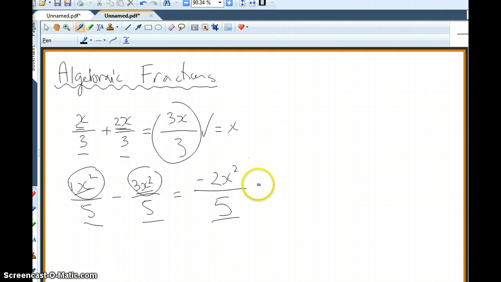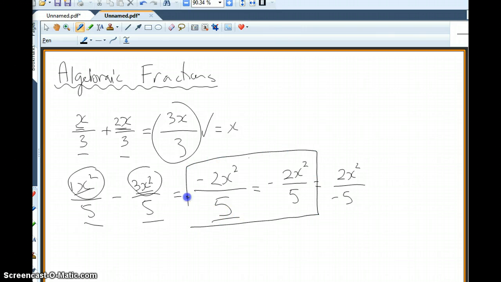Now, some people ask me, does it matter if I write it like this, or like this? Okay, the answer is that these are more conventional, but they all are the same thing. It doesn't matter where you put the minus, in other words. In front of the 2, in front of the fraction, or in front of the 5. These two are the more conventional ways, but this is equally correct.